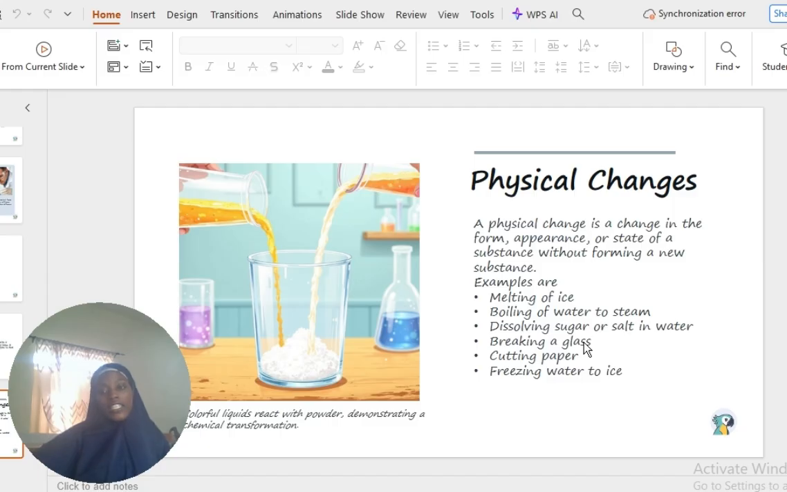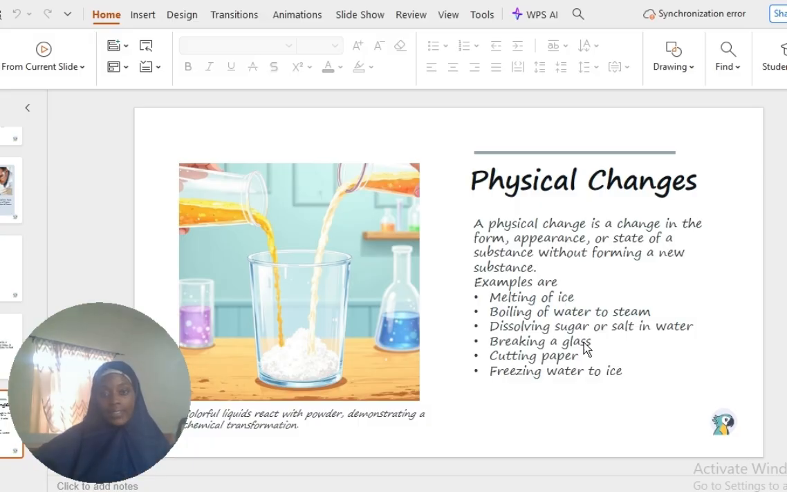A physical change is a change in the form, appearance, or state of the substance without forming a new substance. It can only change in its form or in its appearance or in its state. That is, it can change from solid to liquid or gas. Now, examples of this physical change, we have melting of ice.